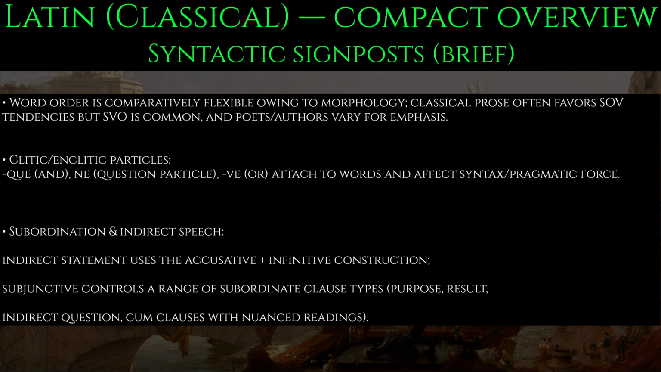Now, syntactic signposts. We can make this quick. The word order is comparatively flexible due to the morphology. Classical prose often favors subject-object-verb tendencies, but subject-verb-object is also common, and poets or authors vary for emphasis. Now, clitic or enclitic particles such as que, meaning and, ne, a question particle, and ve, meaning or, attach to words and affect syntax as well as pragmatic force.